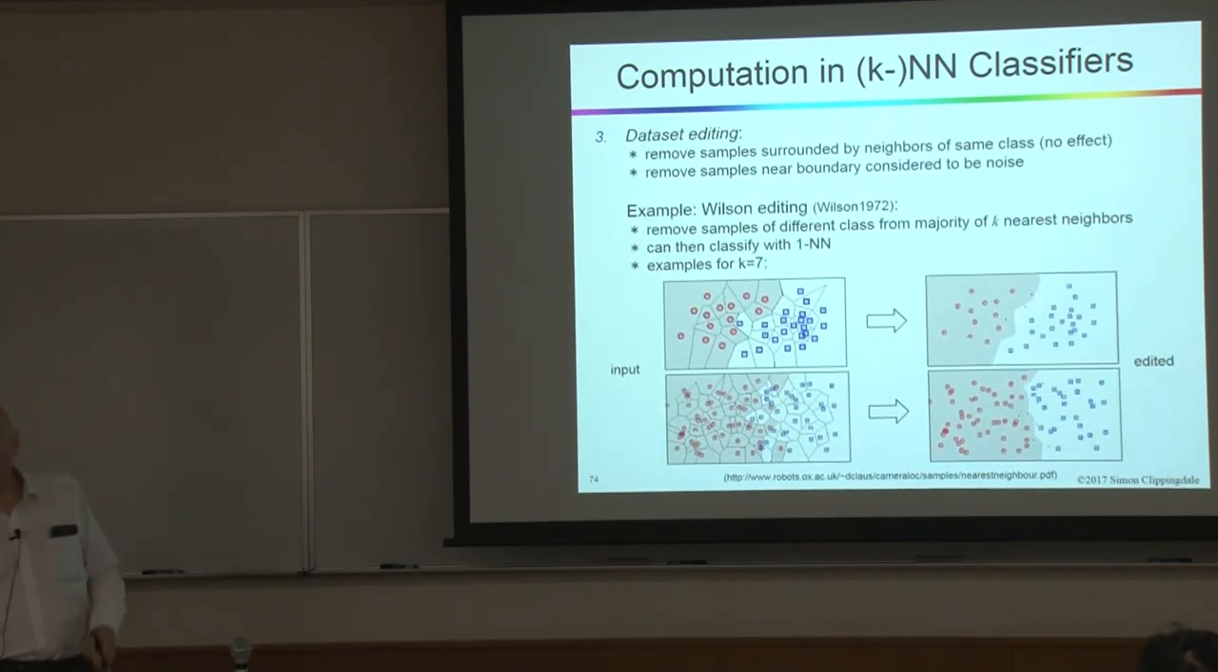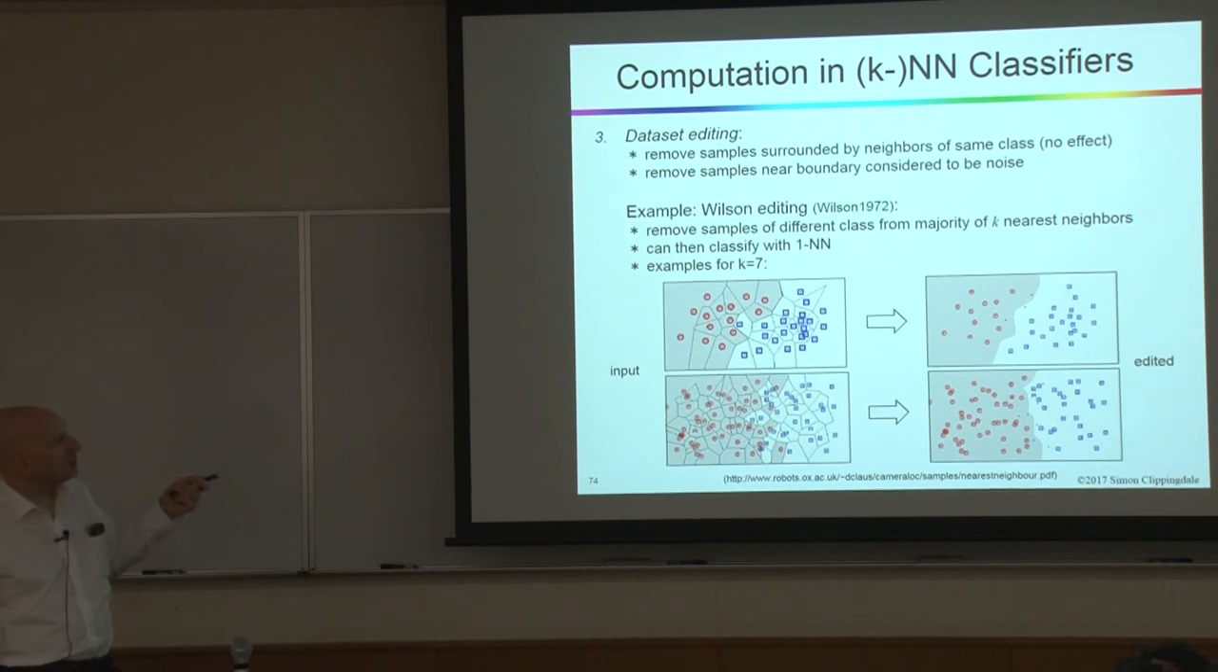Another thing you can do is edit the data set. Get rid of training samples that don't contribute. So you could remove samples surrounded by neighbors of the same class because they have no effect. You could also remove samples near the boundary which are considered likely to be noise. Here's an example of a thing called Wilson editing, by this guy Wilson in 1972. The idea is if you have samples which are of a different class from most of their K nearest neighbours, you can remove those from the data set and then just use a single nearest neighbour classifier instead.